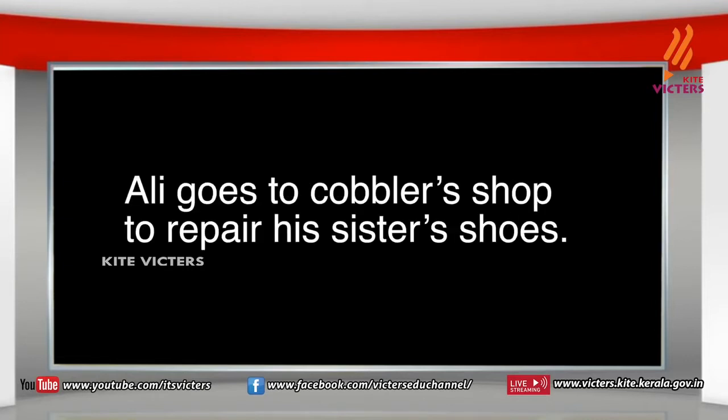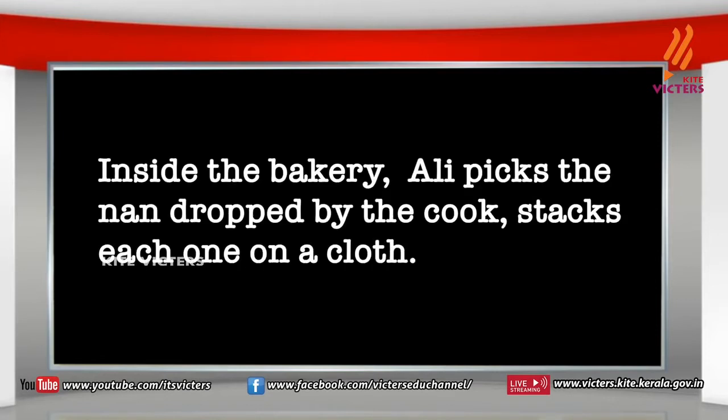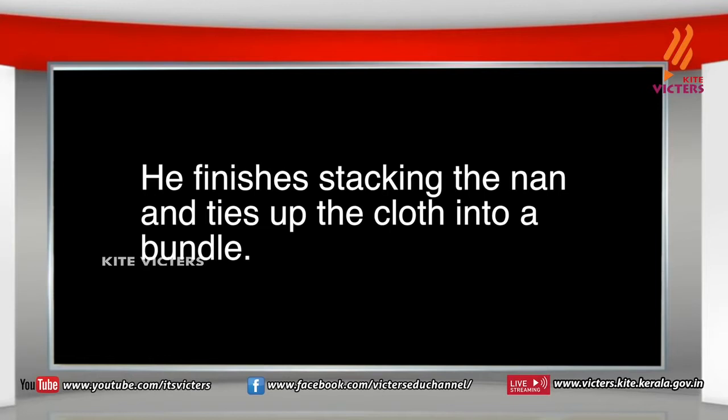Ali goes to the cobbler's shop to repair his sister's shoes. After repairing the shoes, he enters a bakery. Inside the bakery, Ali picks up the naan dropped by the cook and stacks each one on a cloth. He finishes stacking the naan and ties up the cloth into a bundle.